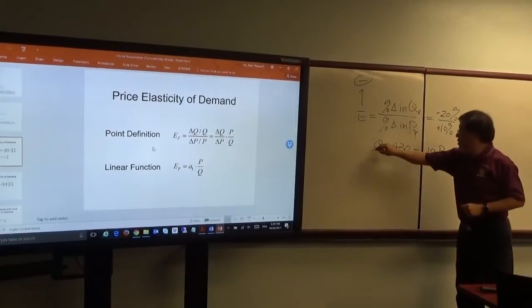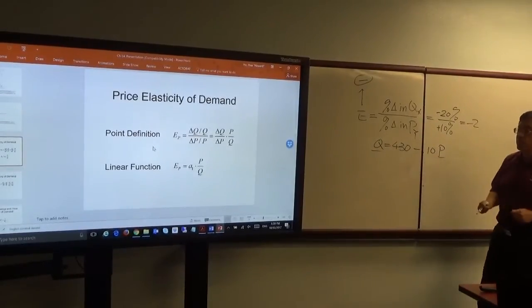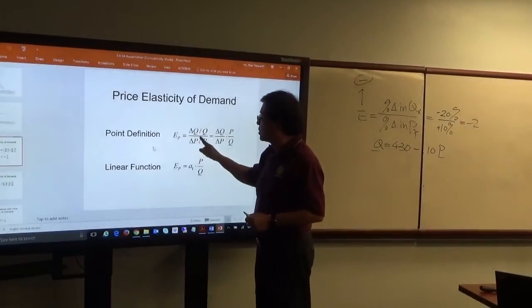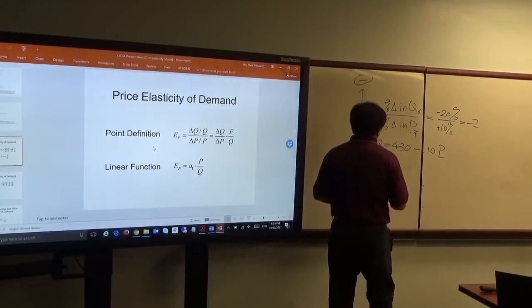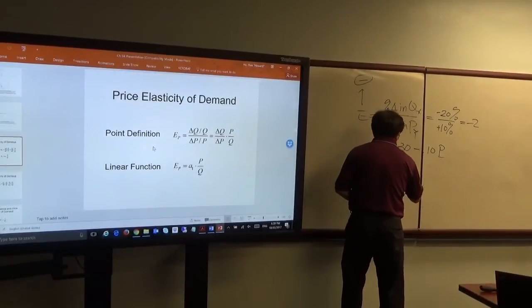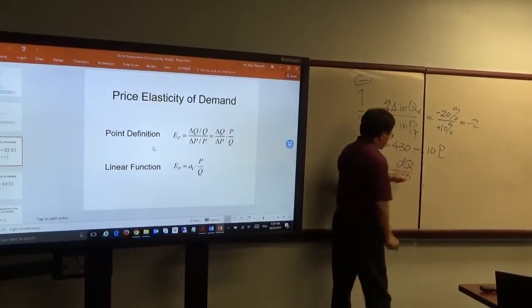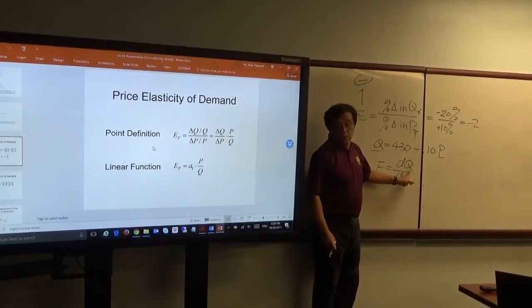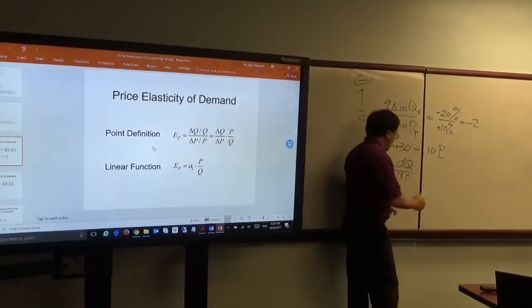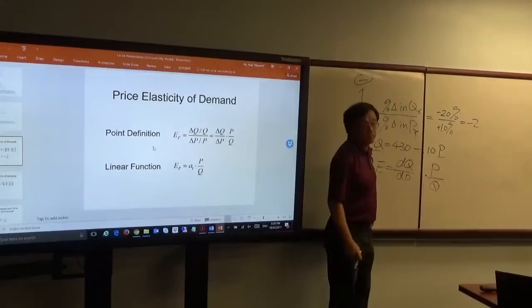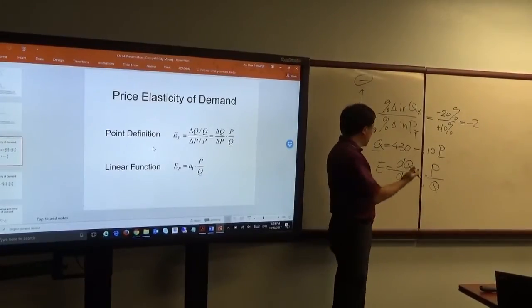So we have two variables here, quantity and the price. For the point elasticity, it is basically dQ over dP. What is dQ over dP? You take a derivative of Q with respect to P, then times what? P divided by Q. And this is how you calculate.